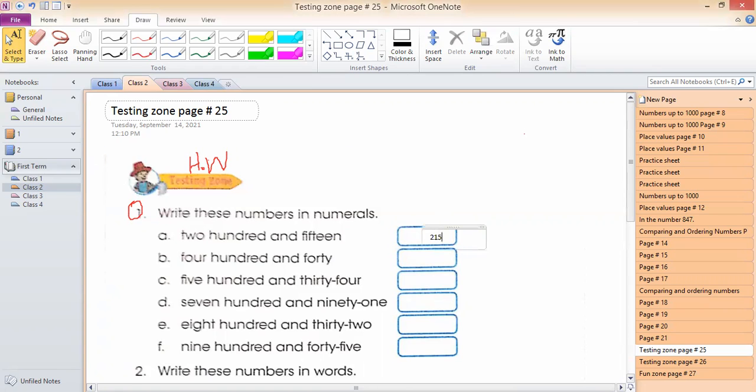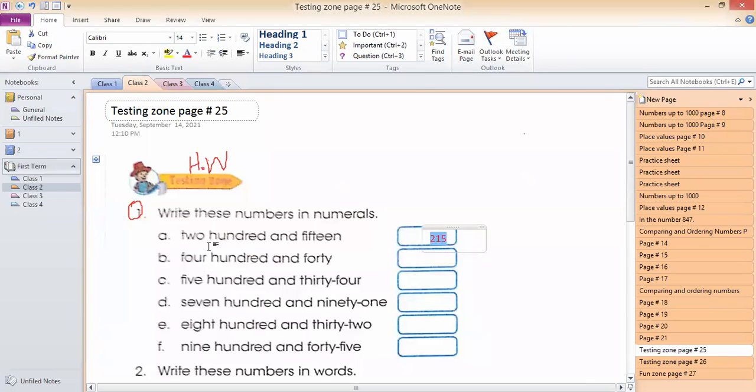215 means 215. 400, so you write 4 first, then 40. So 440. This is the answer. Then 534. 500, then 34. So this is the answer, 534. You have to write this in 791. So write 7, then 9, and then 1. 791.